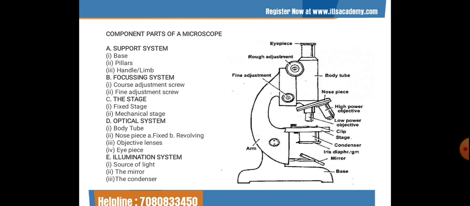The fourth part is the optical system. The optical system consists of a body tube, a nose piece, which can be fixed or revolving, third the objective lens, and fourth the eyepiece. The next part is the illumination system. The illumination system mainly consists of the source of the light, the mirror, and the condenser.